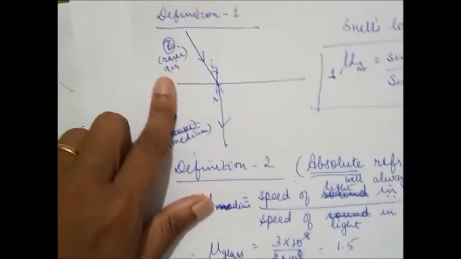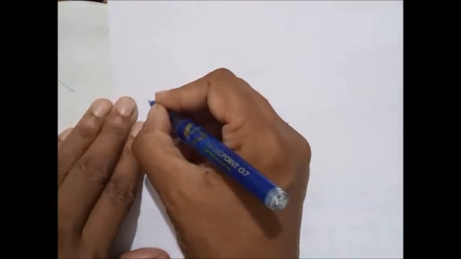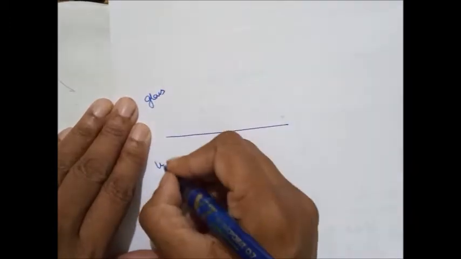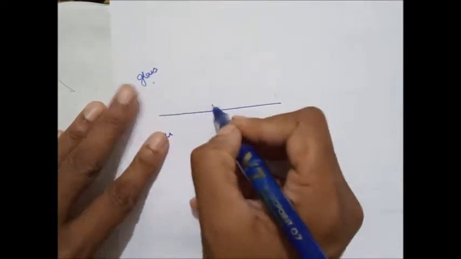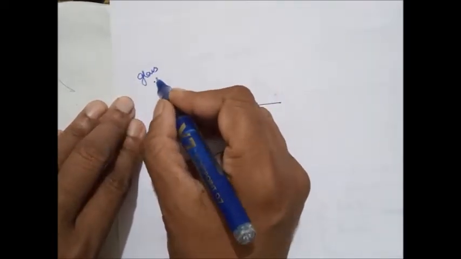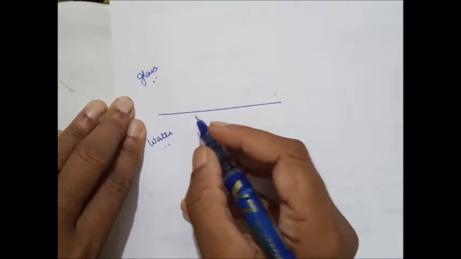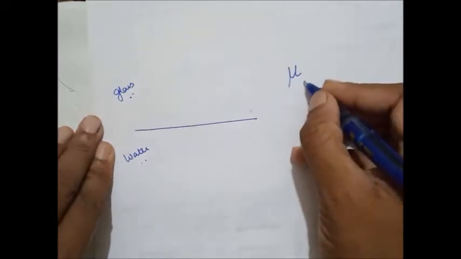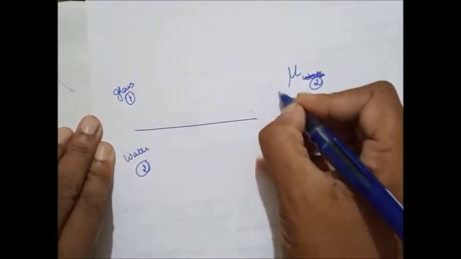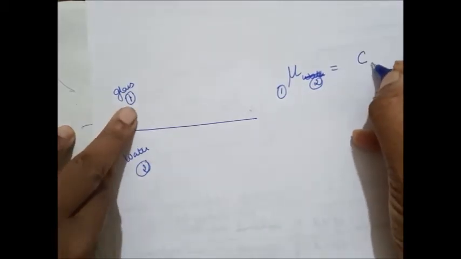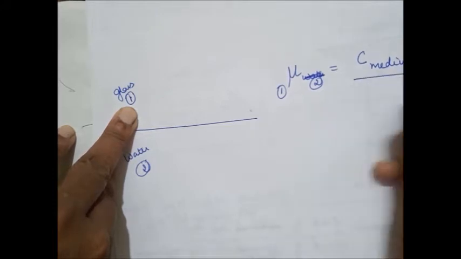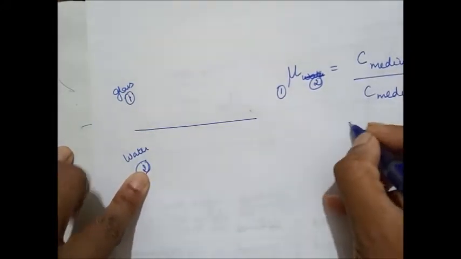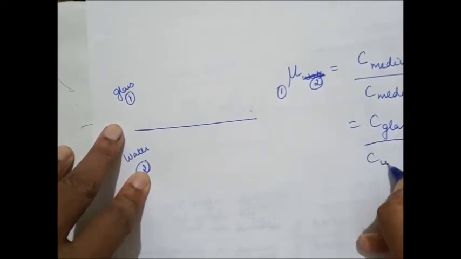Now, what does this formula say? It's not necessary that always the first medium has to be air and the second medium has to be any other medium. It can be any other 2 mediums. Suppose light is coming from glass and it is entering into water. These both are different mediums. Air is not involved in this case. So if we take this as medium 1 and this as medium 2, the refractive index of medium 2 with respect to medium 1 will be speed of light in medium 1 upon speed of light in medium 2. That is speed of light in glass upon speed of light in water.